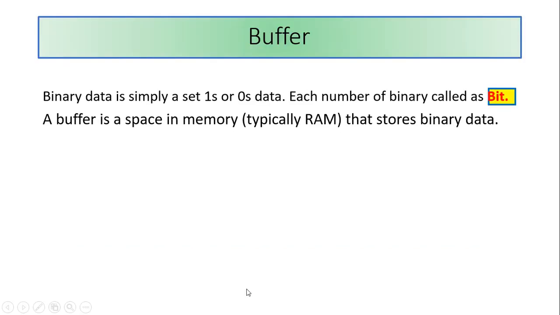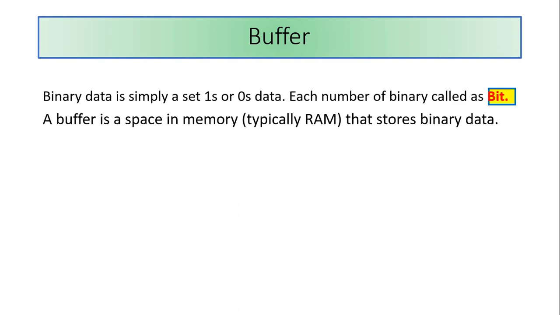So first we talk about why we use a buffer, and after that we cover what is meant by a buffer. As we know, in our computer system binary data is simply a set of ones or zeros. Each number of a binary we call a bit. So a buffer is a space in memory, typically in RAM, that stores binary data.